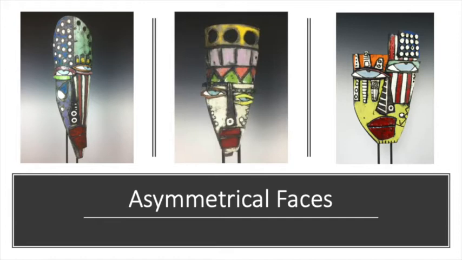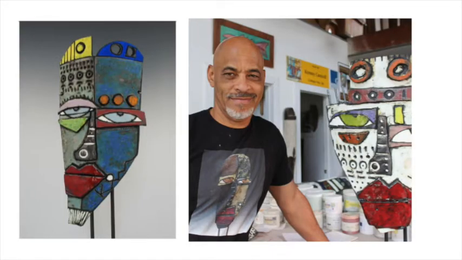The eyes are different heights, there's different patterns on the face, the lips are not always centered, the nose is different. So he uses asymmetry. The left side is always very different than the right side. And he's also using very simple shapes to create the features of the face.